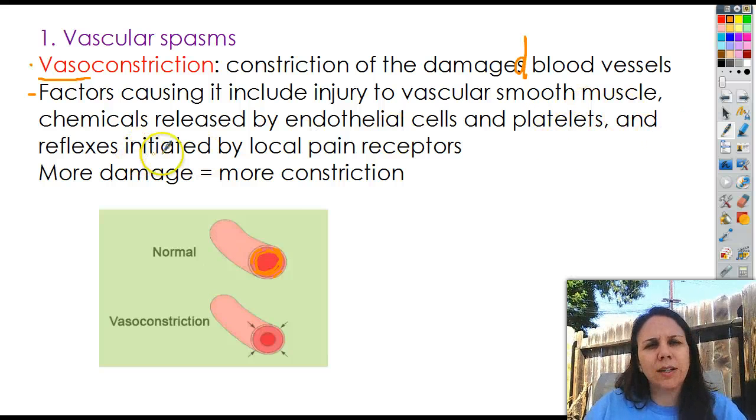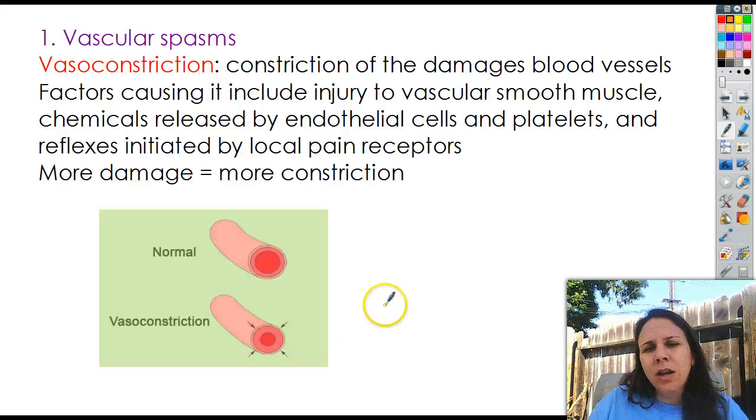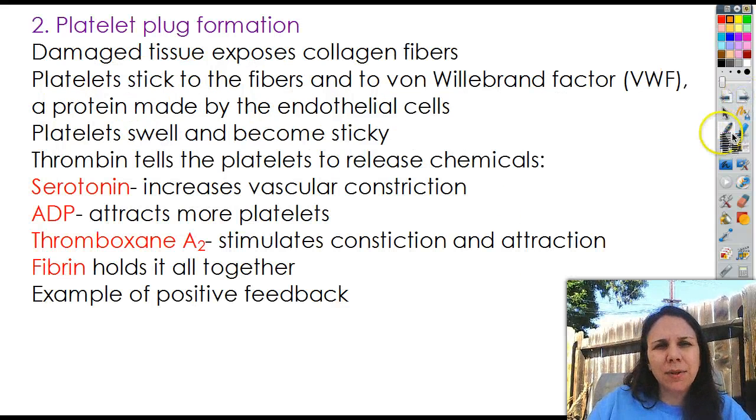And then also reflexes initiated by local pain receptors. So when you cut yourself, the nerves that get damaged are also going to tell your brain to go back and tell your vessels it's time to constrict. The more damage there is, the more constriction there is. So if you have a deep cut, yes, it seems like it bleeds longer. It does, just because of the fact that it's a wider vessel, but it will constrict more than if a little vessel were damaged.